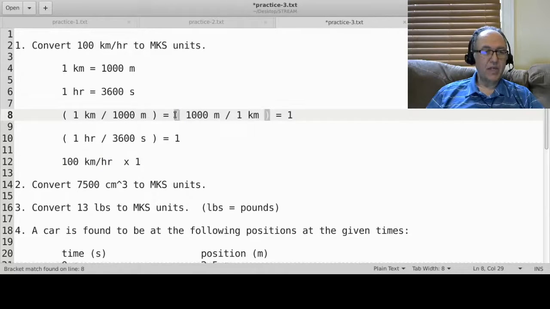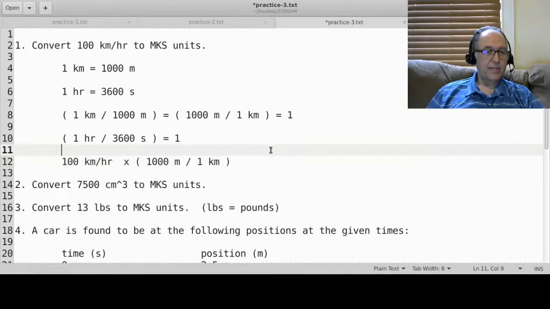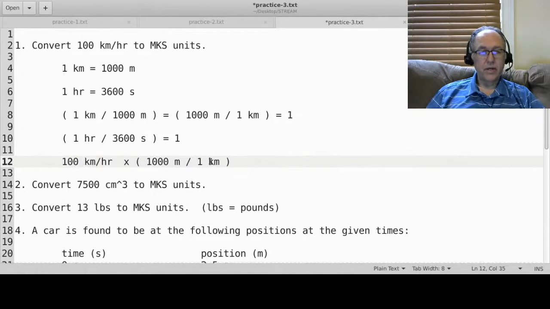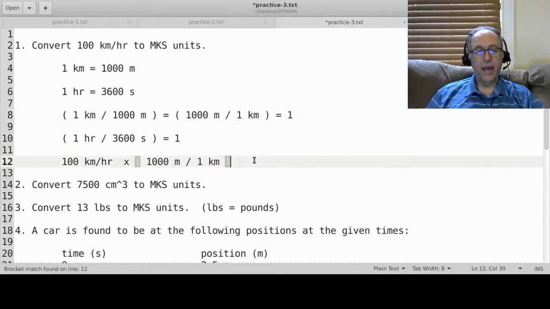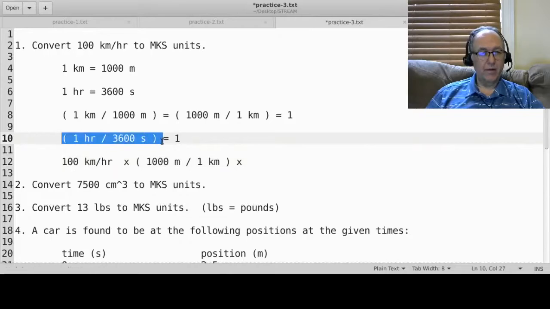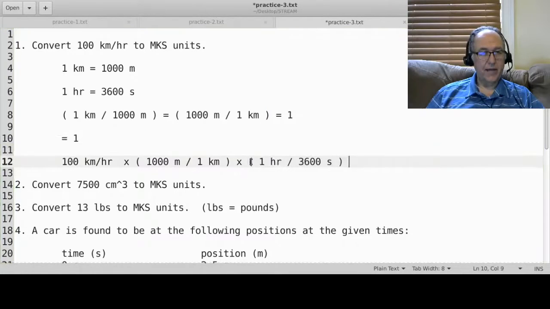So I'm going to pick this fraction here, and that's what I'm going to use for my 1. The reason I did that is, see here, there's kilometers in the numerator and kilometers in the denominator, so they'll cancel in a minute. If you had used the other fraction, they won't. That's why I gave you both of them, and you have to decide which one to choose. Then for the hours, which are in the denominator, you want the one with the hours in the numerator, which is this one here.